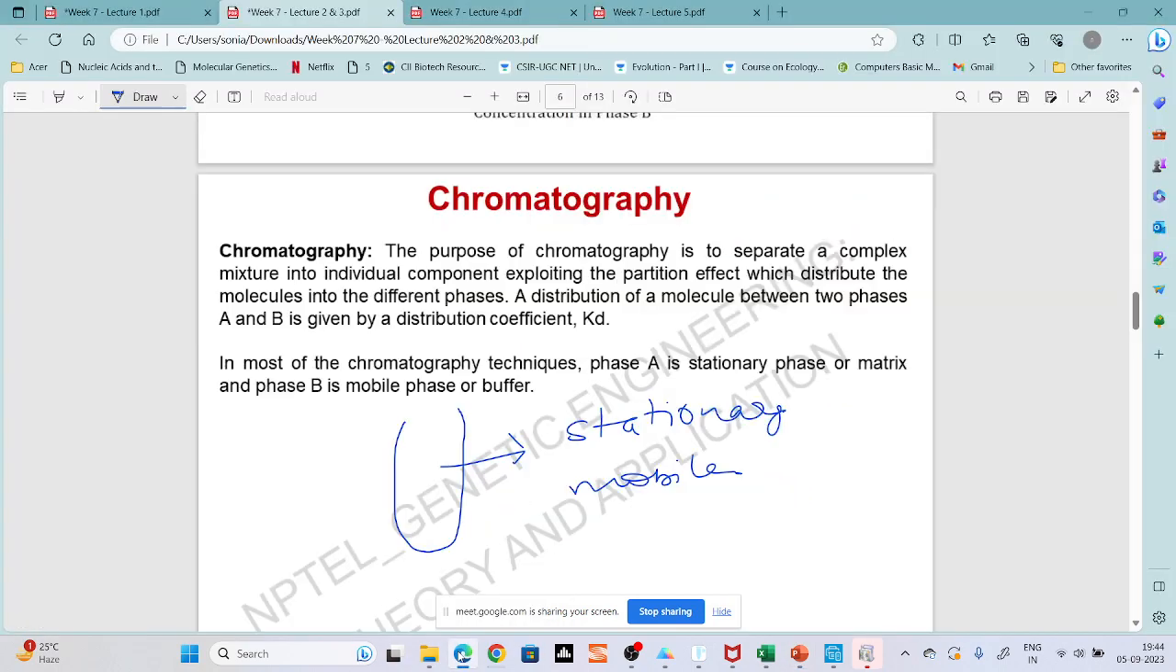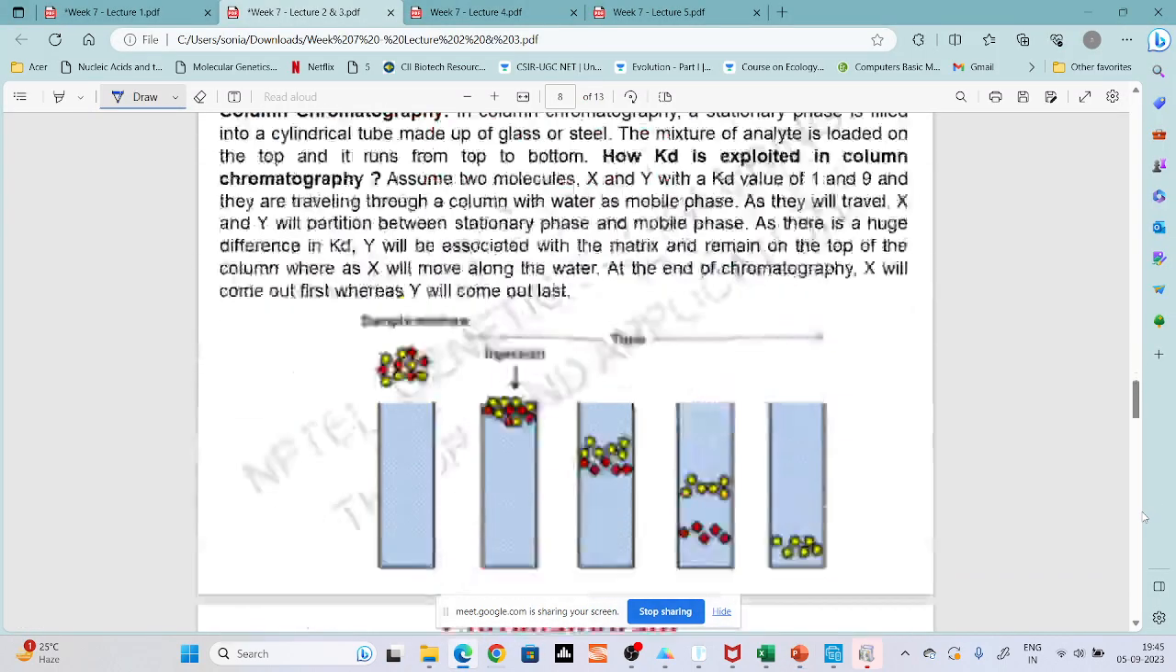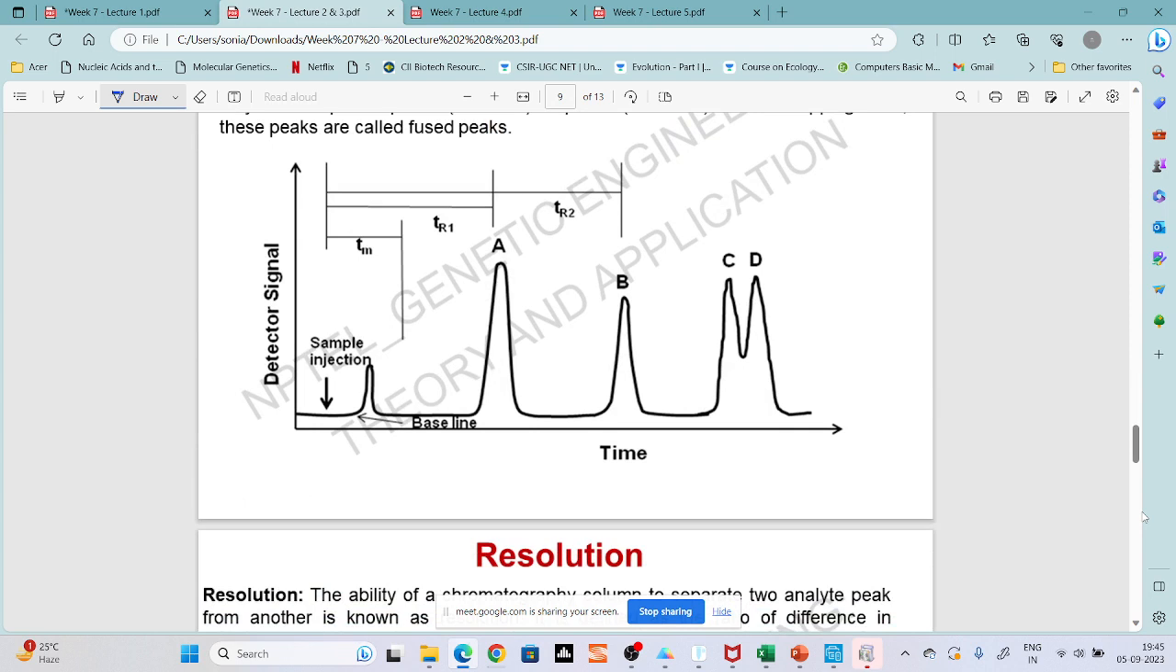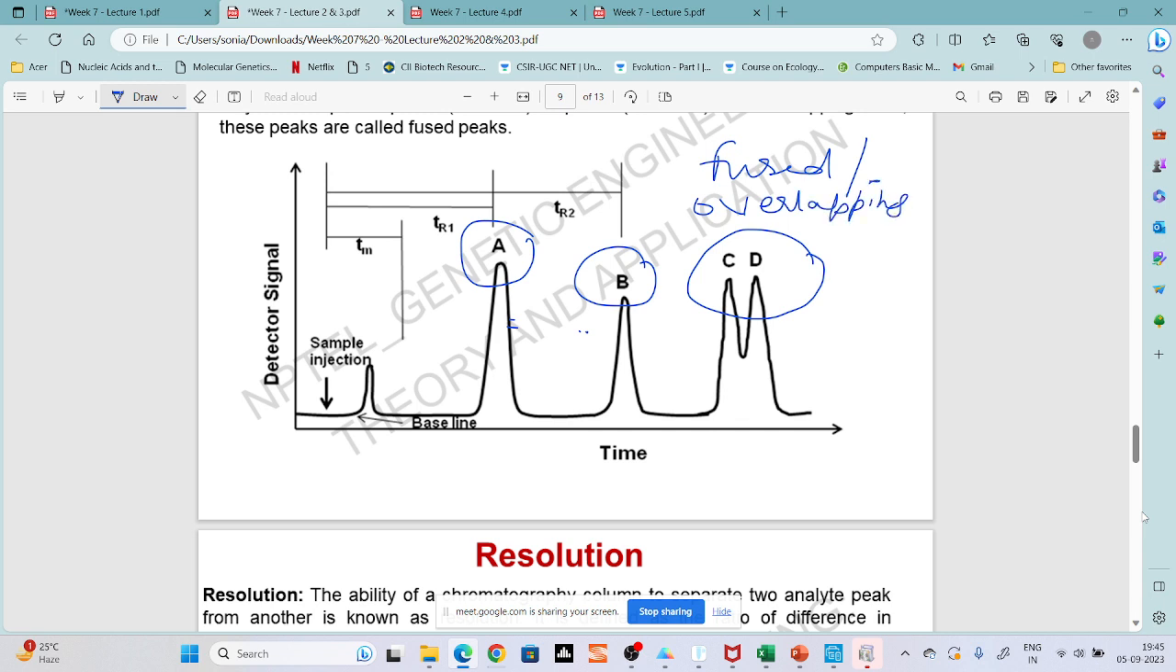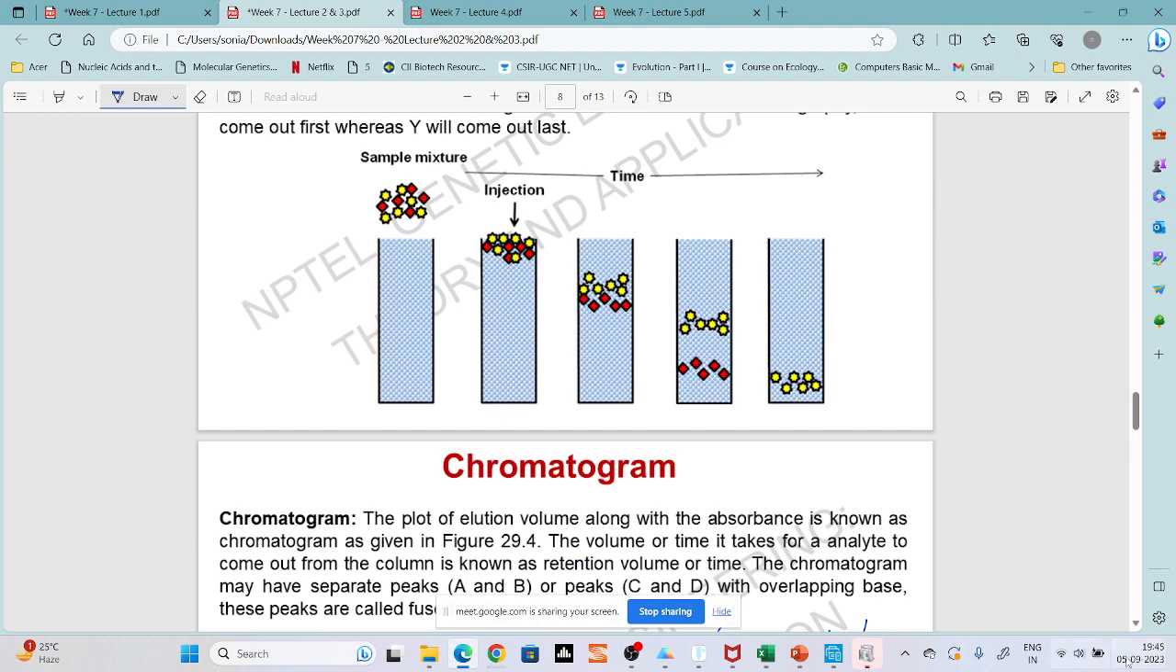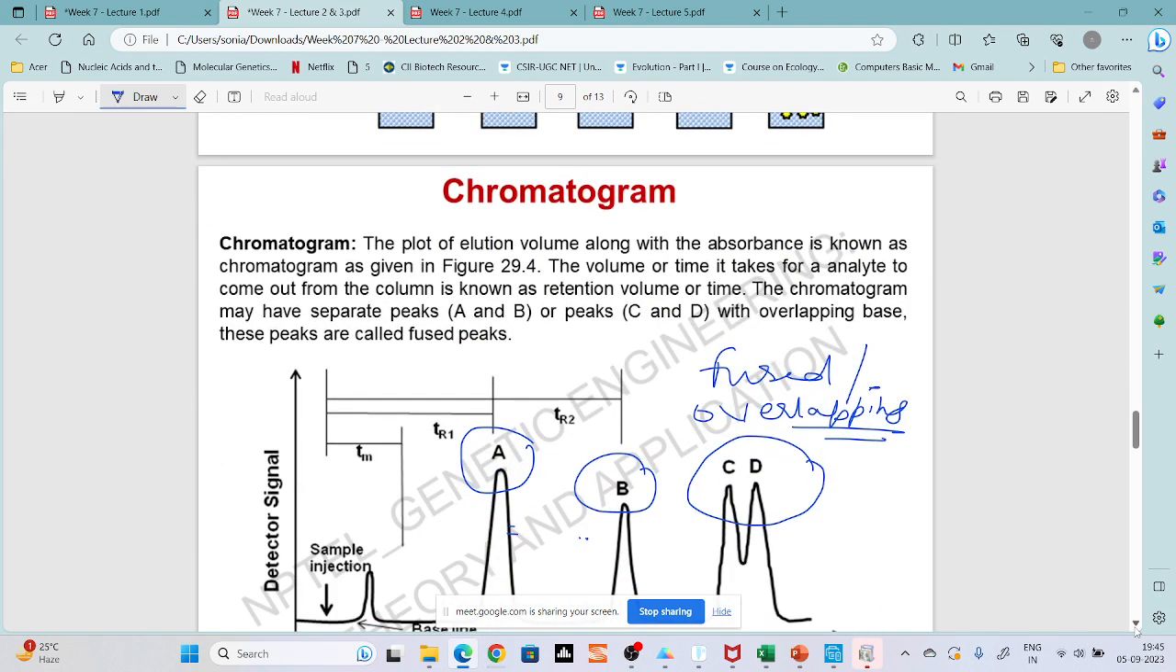So here also you could see A and B, the peaks are so distinct. But C and D are fused or overlapping peaks. That means these two are not very well separated from each other. So that is why a chromatogram actually describes the quality of the chromatography experiment that you have performed.